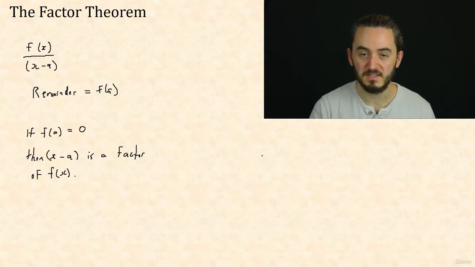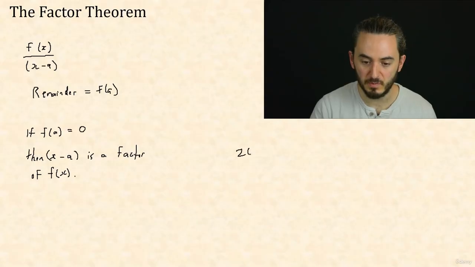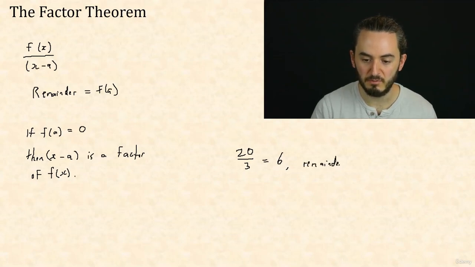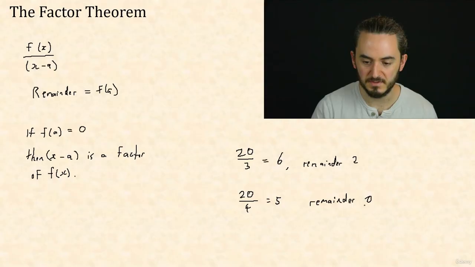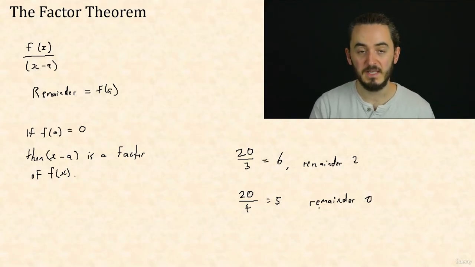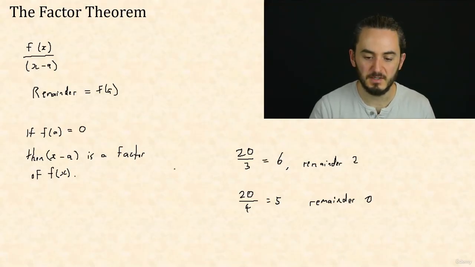And that's totally analogous to the case with numbers. So for example, if I do 20 divided by 3, my answer is 6, remainder 2. The fact that we got a remainder means that 3 is not a factor of 20. But if I do 20 divided by 4, I get 5, and there is no remainder. Or rather, the remainder is 0. And since there's no remainder, it means that 4 is a factor of 20. So that's the analogous case with numbers. If f of a is 0, then x minus a is a factor of f of x.